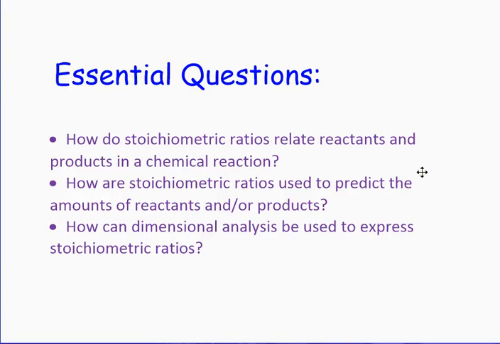The essential questions for the stoichiometry unit are: how do stoichiometric ratios relate reactants and products in a chemical reaction? How are stoichiometric ratios used to predict the amounts of reactants and/or products? And how can dimensional analysis or unit analysis be used to express stoichiometric ratios?